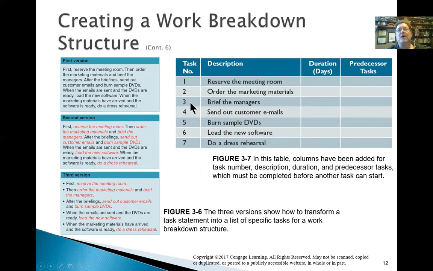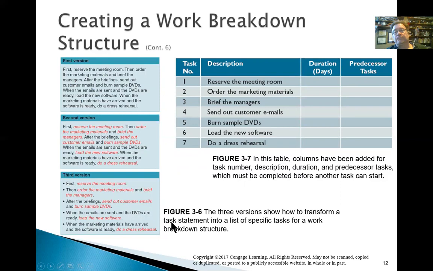We've got, well, they're numbered. We've got the tasks and then the duration. And then we haven't done this yet. We actually haven't done the duration or the predecessor yet. So notice here, they've kind of got sort of a use case. Then they kind of break it down. And then they put it into some kind of order. So now we've got to think about duration.